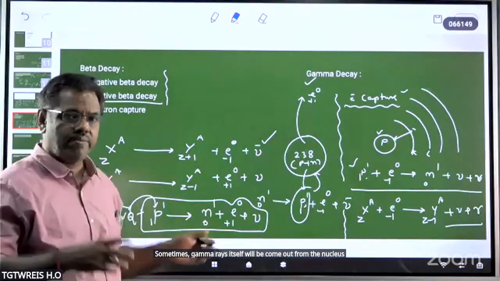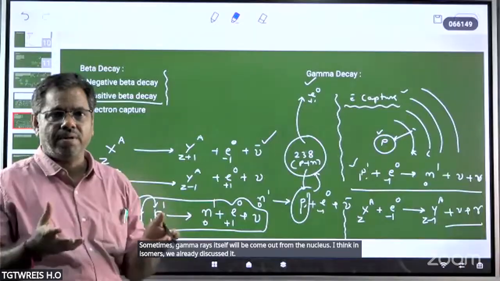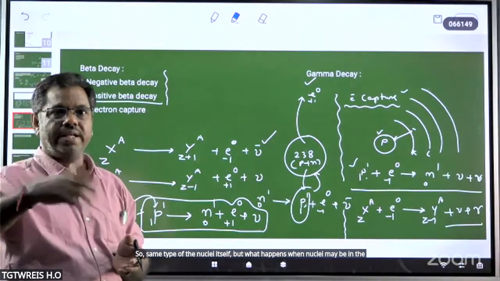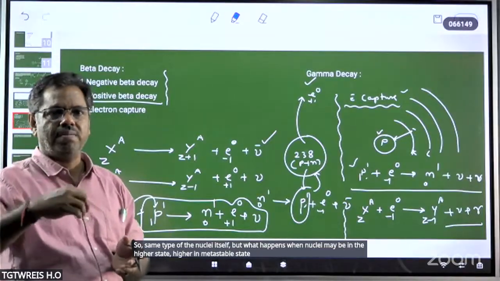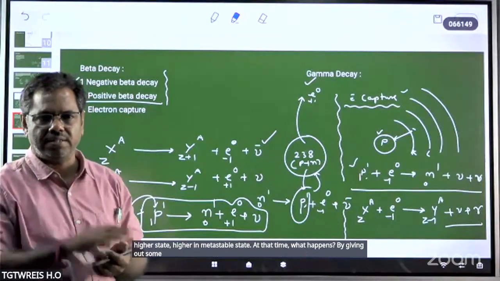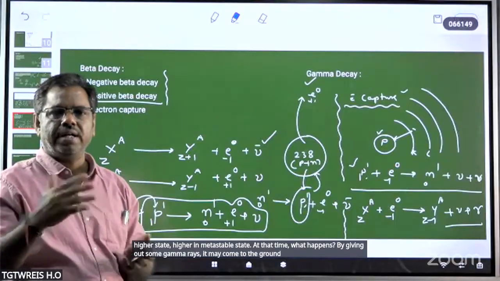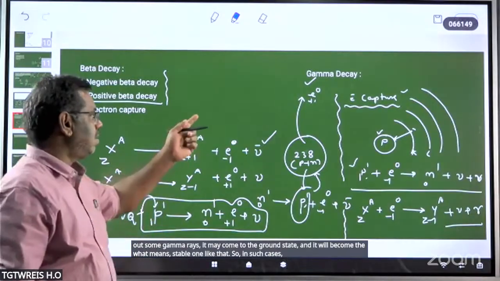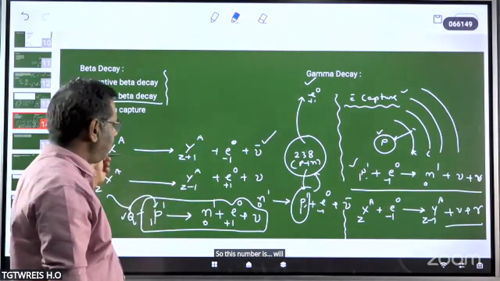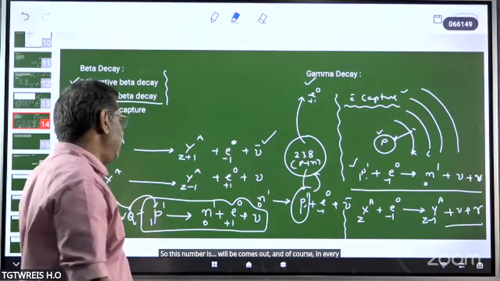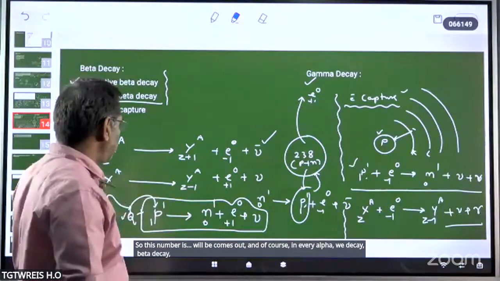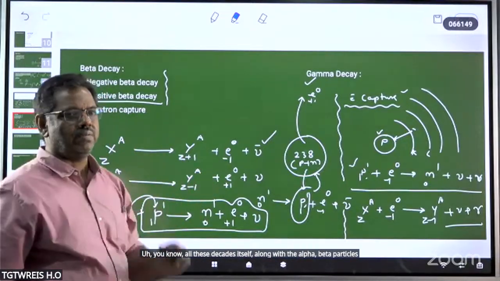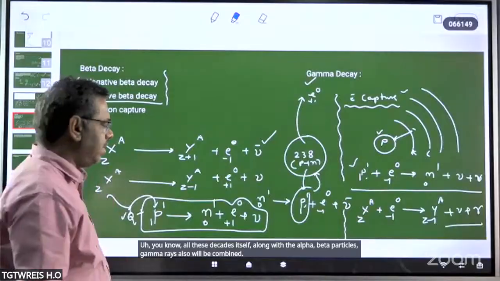Sometimes gamma rays itself will come out from the nucleus. I think in isomers we already discussed. So the same type of nuclei itself, but one nucleus may be in a higher, metastable state. At that time, by giving out some gamma rays, it may come to the ground state and become a stable one. So in such cases these gamma rays will come out, and of course in every alpha decay and beta decay, along with the alpha and beta particles, gamma rays also will come out. That we should remember.